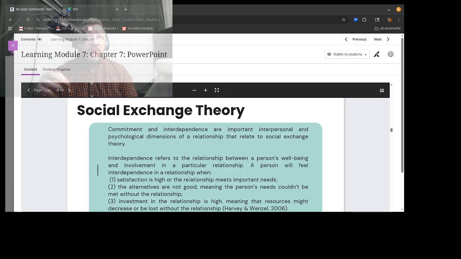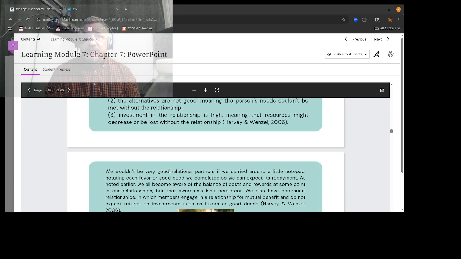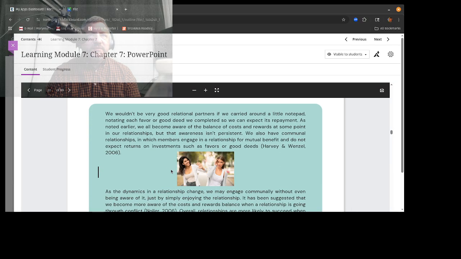Interdependence refers to a relationship between a person's well-being and involvement in a particular relationship. A person will feel interdependence in a relationship when the satisfaction is high or the relationship meets important needs. The alternatives are not good, meaning the person's needs couldn't be met without this relationship. The investment in a relationship is high, meaning that resources might decrease or be lost without the relationship. I told you we seem selfish sometimes. Psychologically, man is selfish. Humanity is selfish.